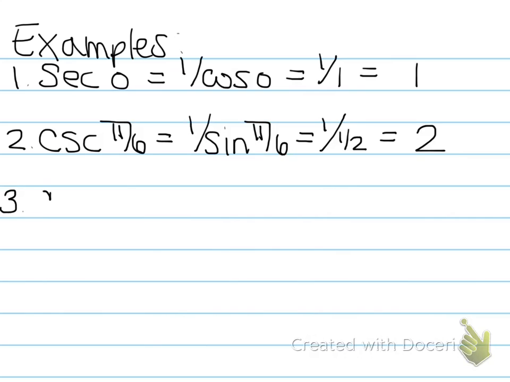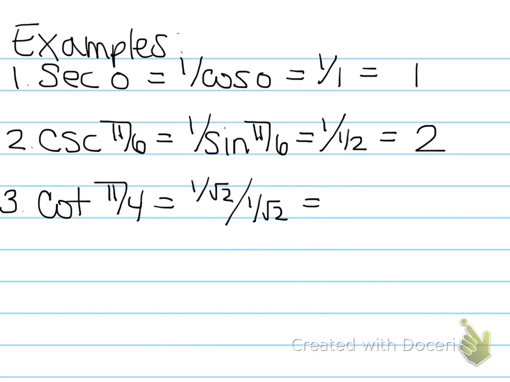Example 3. Let's look at the cotangent of pi over 4. Now we really liked pi over 4 with tangent because that was nice and simple, because the cosine of pi over 4 and the sine of pi over 4 are exactly the same. That would simplify to be 1 over root 2 over 1 over root 2, or just 1.